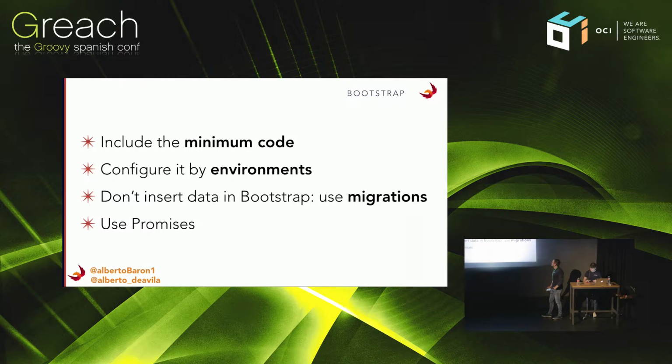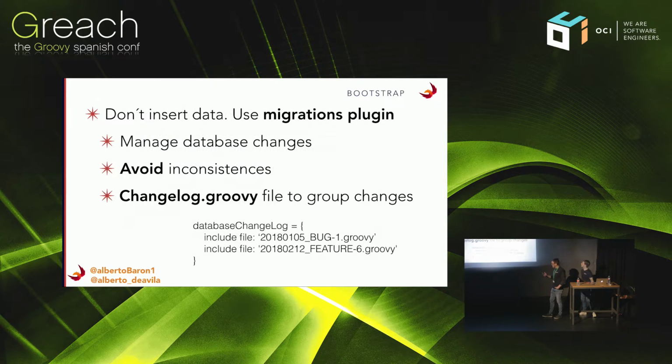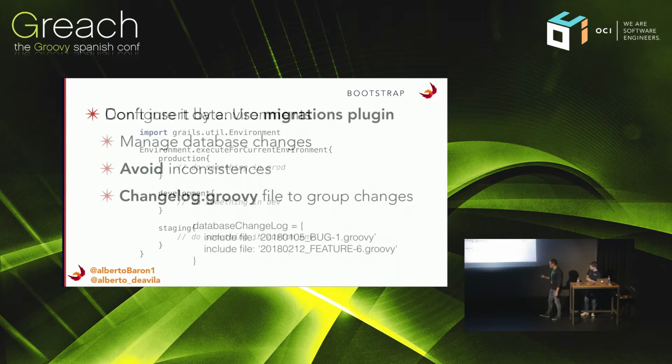You can use the migration plugin instead of inserting data in the Bootstrap file, and you can even use promises. To configure by environments, you can use the class environment, which allows you to insert different resources in different environments, or even to create a custom environment, such as the last one we have here.